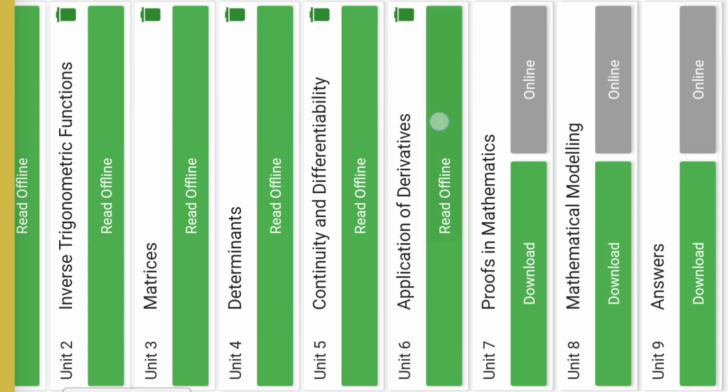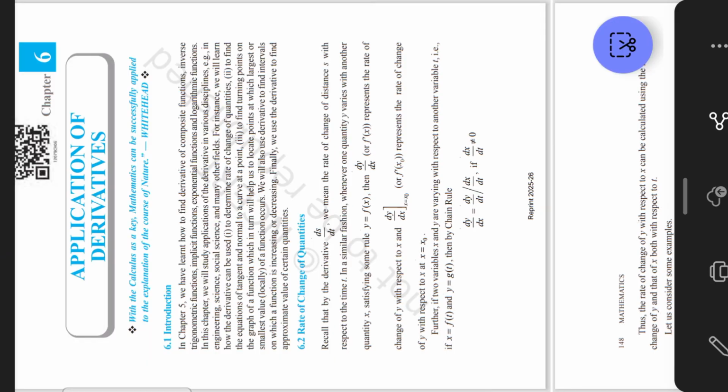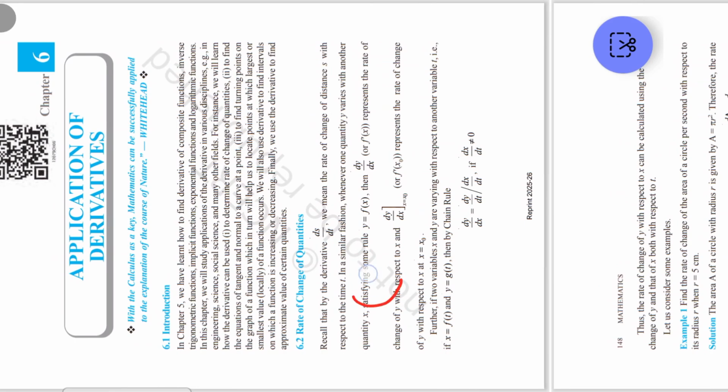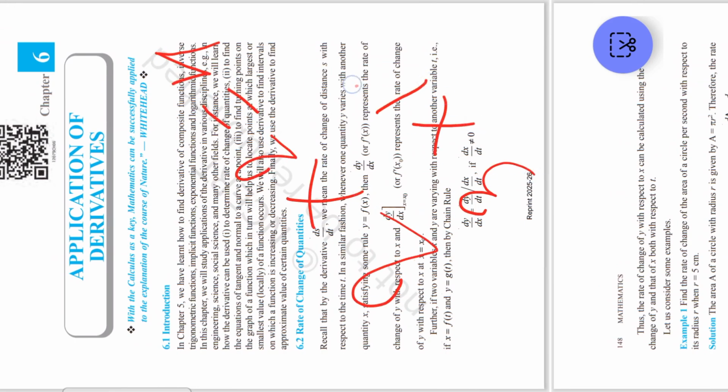In the application of derivatives chapter, 2 marks 2 questions, 3 marks 1 question.